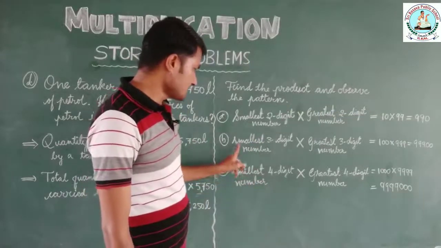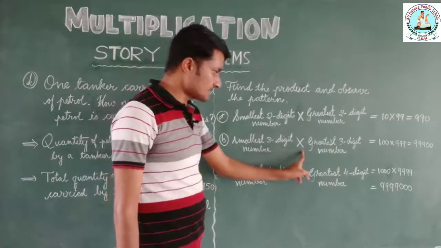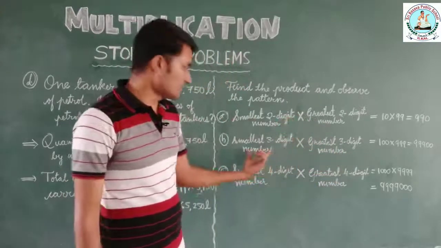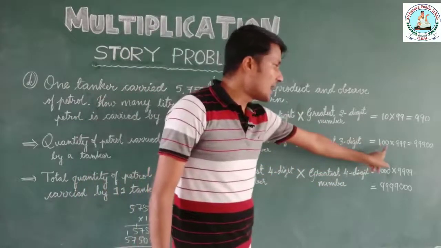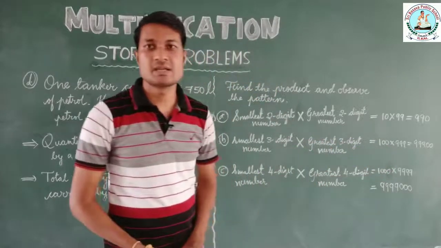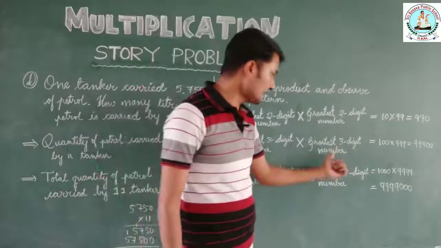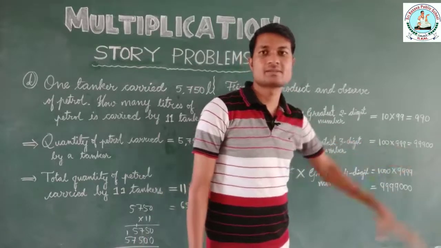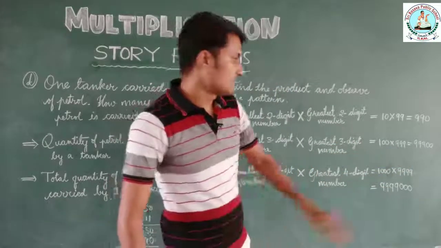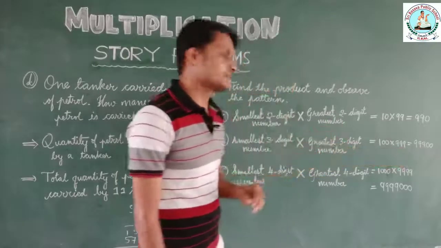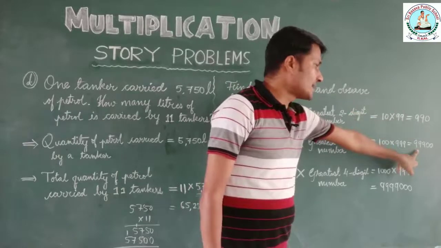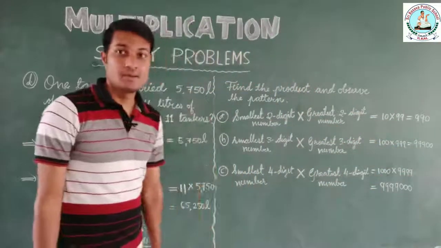Let's go for the next. Smallest 3-digit number times greatest 3-digit number. The smallest 3-digit number means you begin with 1 and write zeros in the remaining places. The greatest 3-digit number always begins with the greatest digit and the remaining digits must also be greatest. So 999 is the greatest 3-digit number. When you take the product of these two numbers, you will get 99,900.